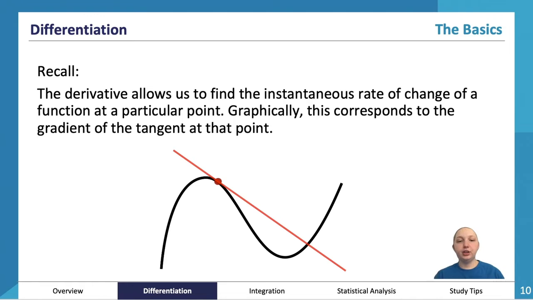Hopefully you remember that the tangent is a line that intersects your function exactly once. That's what this red line is. If this is our point of interest, for the derivative here we're looking for the gradient of the tangent when it hits that point.